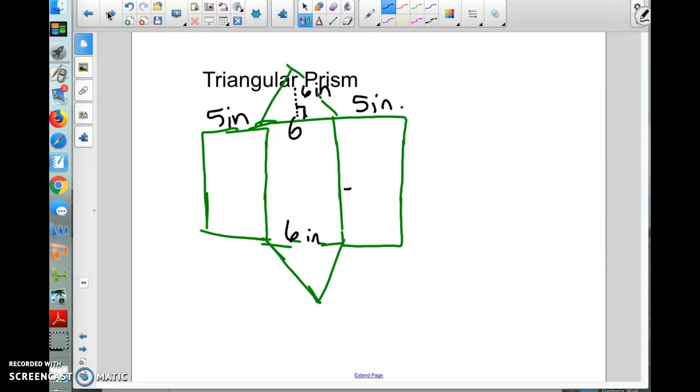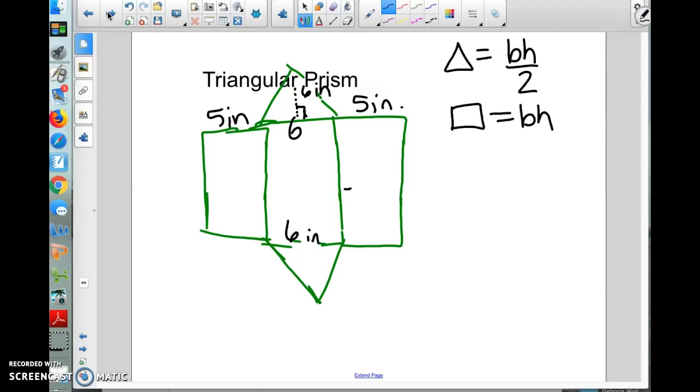The next one's a triangular prism. If you unfold a triangular prism, this is the net you get. Now, you have 2 triangles and 3 rectangles. So remember, the triangle area formula is base times height divided by 2. A rectangle is just base times height. So you have to use the correct formula in each one of these. Let's do the rectangles first.